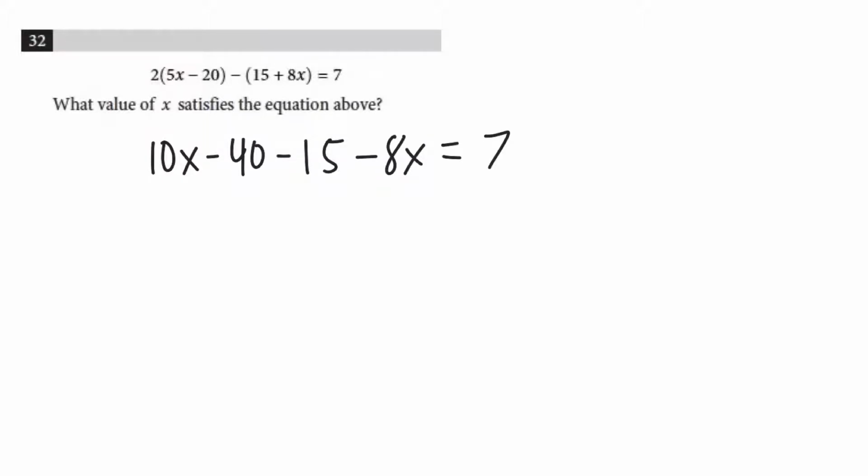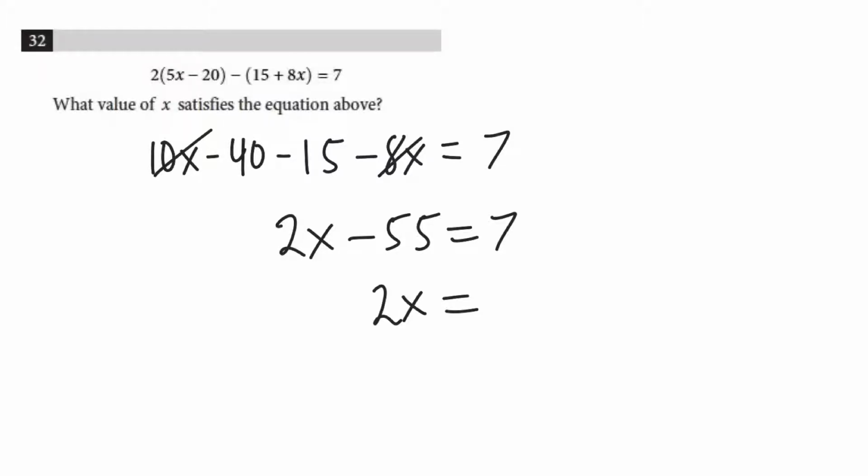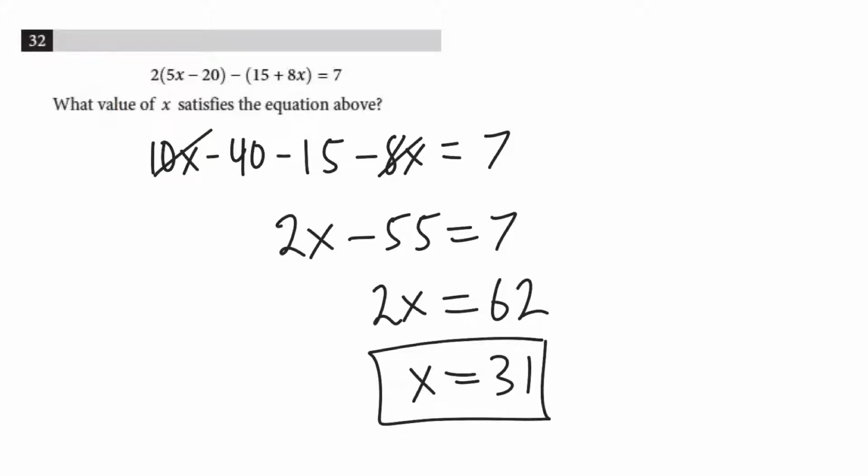Okay, I'm going to combine my like terms. On the left, I'll get 2x, these two guys, and then I'll get -55 equals 7. I'm going to add 55 to both sides. I'll get 2x equals 62, and then divide both sides by 2. 31 satisfies this equation.